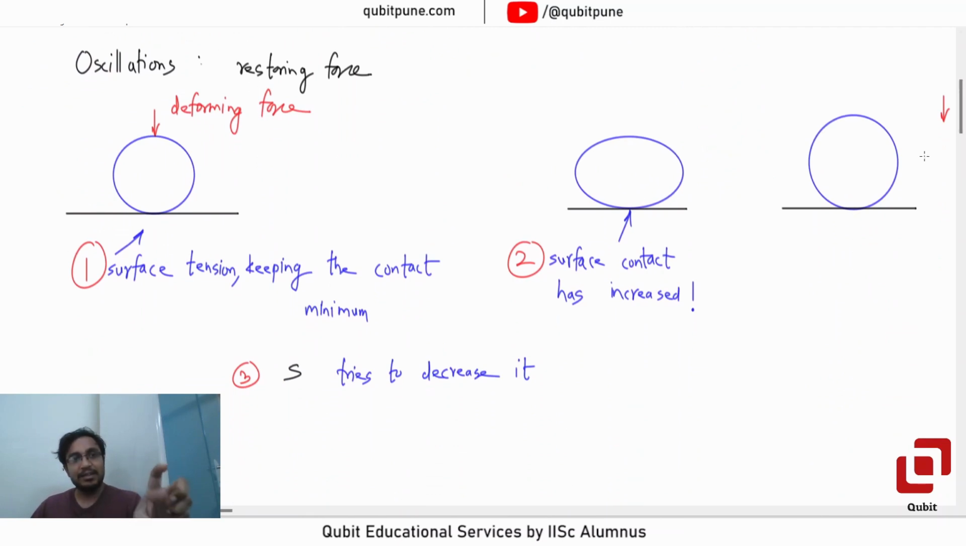Got it? We started with the deforming force or the restoring force, because to restore we first need to deform it. We need to perturb the system. If we do that, its contact will increase. Surface tension comes into action and will try to reduce the area of contact. But by the time it attains its original shape, it is in equilibrium, and it has now acquired velocity. So it will again deform, and that oscillation will continue. So it's surface tension that is going to play an important role.